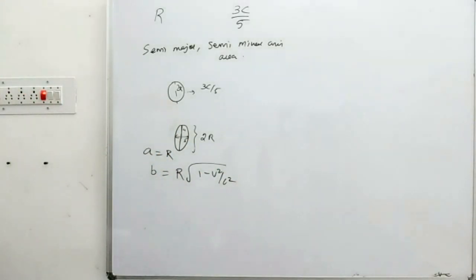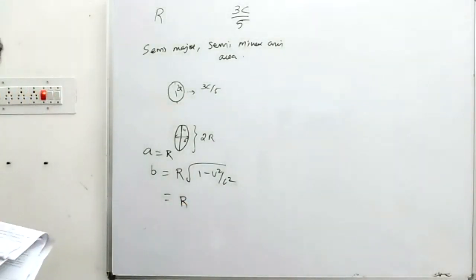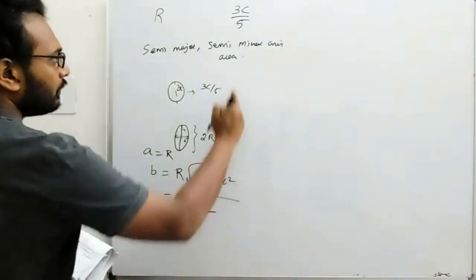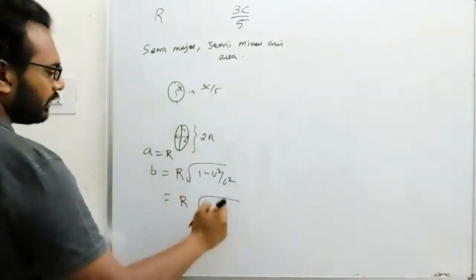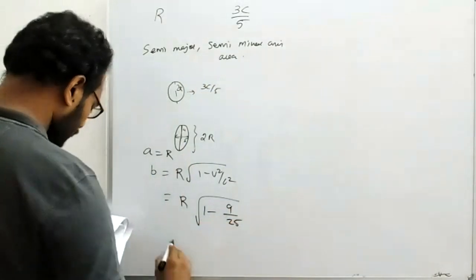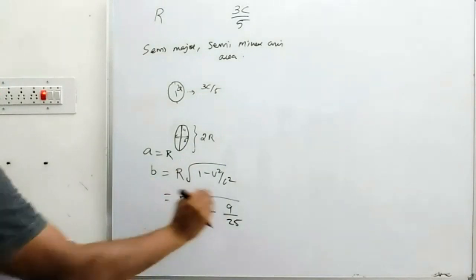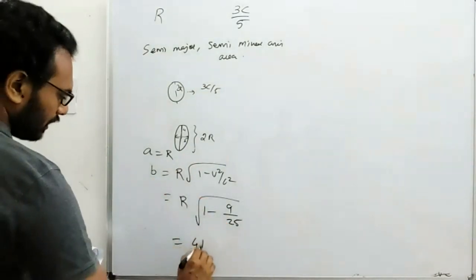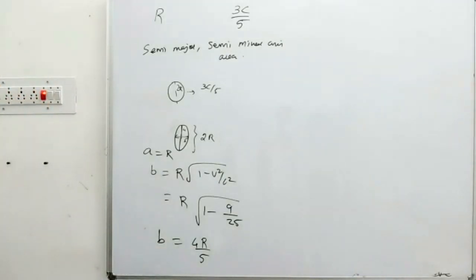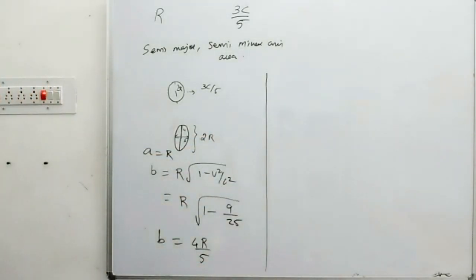Is this clear? So that's equal to R times the square root of 1 minus 9c square by 25 divided by c square. So it's simply 9 by 25. Then 25 minus 9 is 16, the square root of 16 is 4, so it's 4 by 5. So B is equal to 4R divided by 5, and A remains the same.